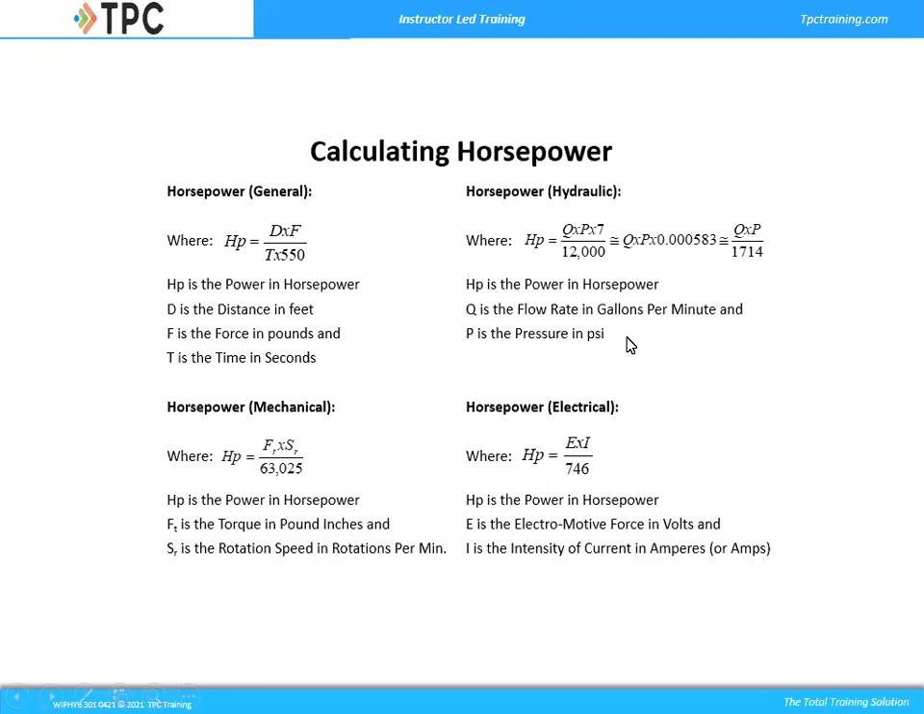How much flow of fluid can we get at a certain time? And then our P is for our pressure in pounds per square inch and so forth. So these are the formulas that we use throughout with our hydraulic system. So it's a big deal. Mechanical. So we have these constant values, 746, 63025. We need to know what application we use for these formulas.